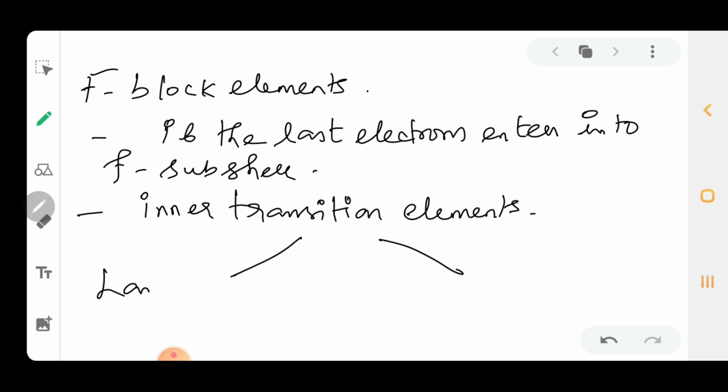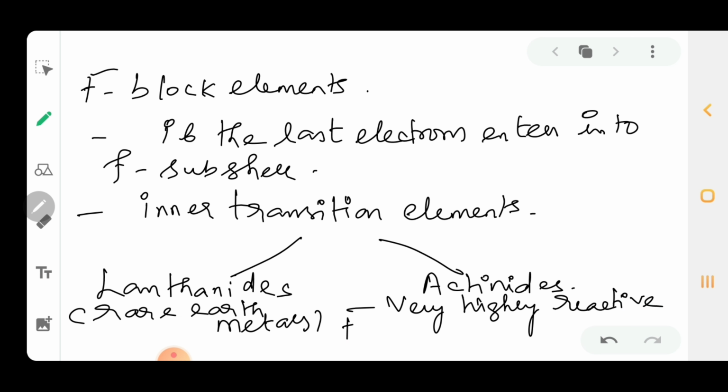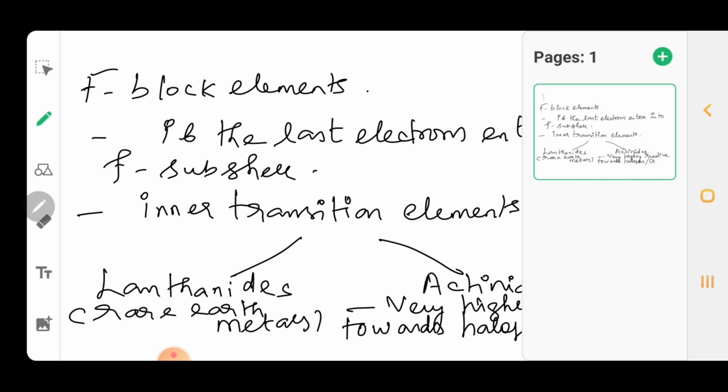One is lanthanides, which is also called rare earth metals. The second one is actinides, which are very highly reactive towards halogens and chalcogens.